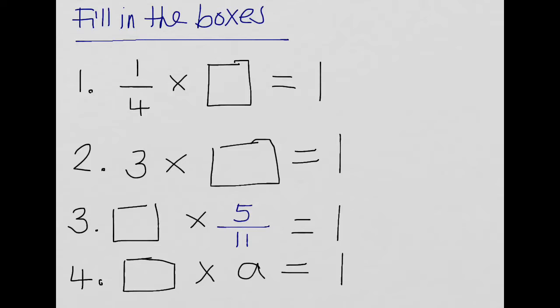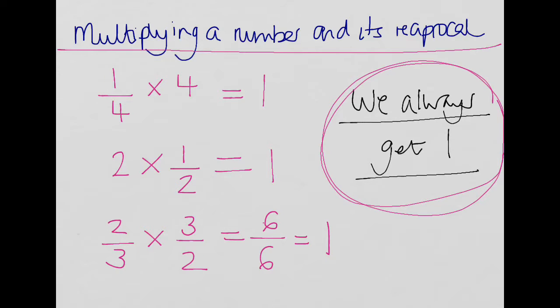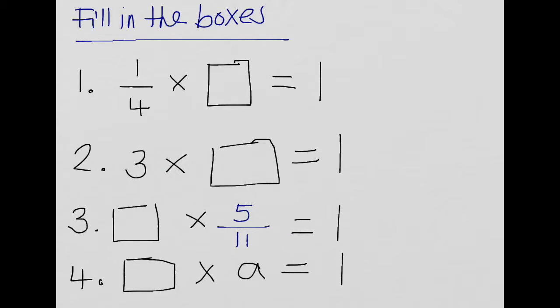So hopefully you've done those. So if you remember, going back to the previous slide, the big thing, we always get 1 when we multiply a number and its reciprocal. So if I want to get 1 here for my answers, I need to multiply these numbers by their reciprocals. If you hadn't realised that, press pause now, get them completed. Hopefully you're there. So here we go.